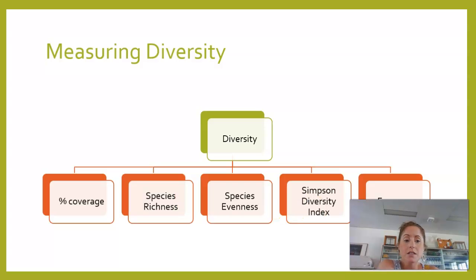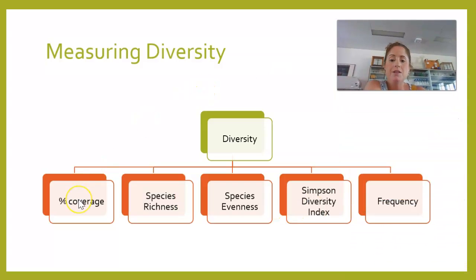Okay, so we've talked a little bit about this in class already, but we can measure diversity in different ways. And depending on what we're looking at, one measure might be better to use than another. But all of these are legitimate ways to measure diversity of an ecosystem. So we could look at percent coverage. This is especially useful if we're talking about plant cover, or we wanted to know even shade cover from trees. Percent coverage is an important measure of diversity, and we'll look at an example of that in a minute.